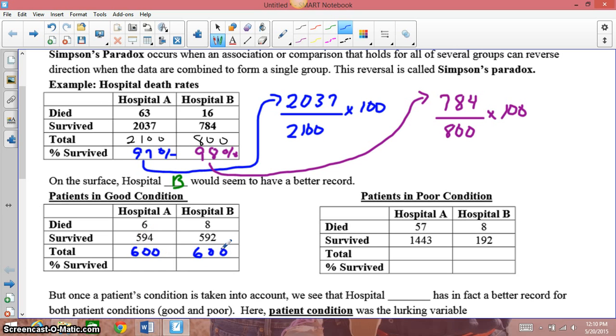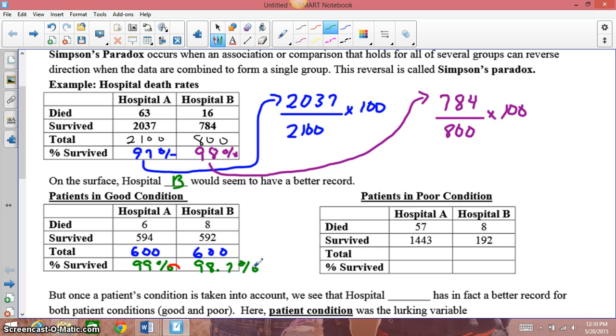When we do now the percent that survived here, 594 divided by 600 multiplied by 100, that should give you a 99% survival rate. And then Hospital B would have a 98.7% survival rate, where I was doing 592 over 600.